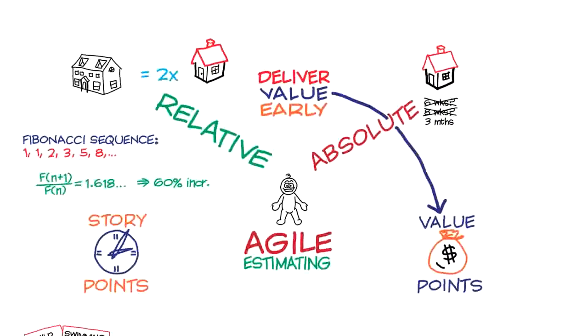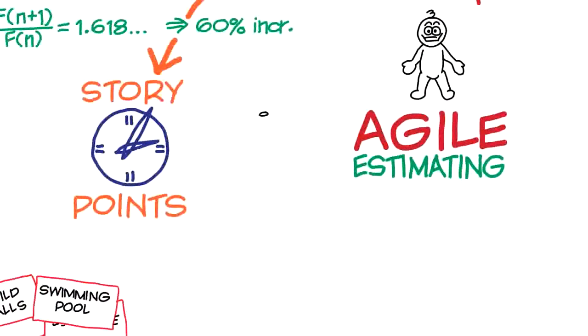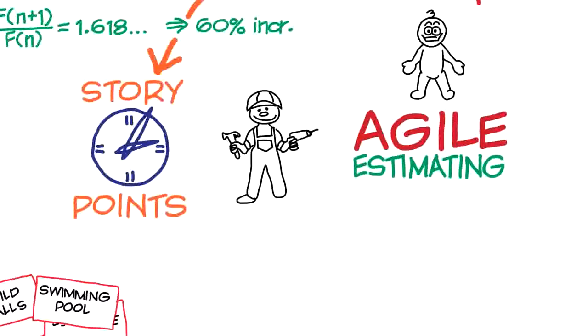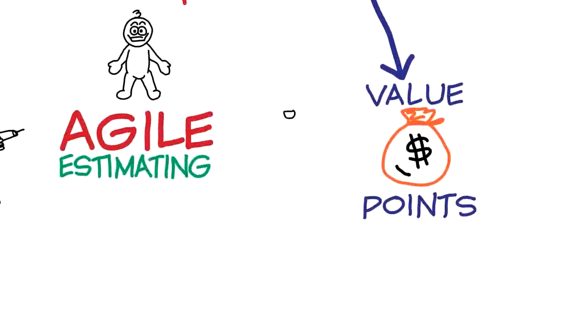And so it's important in our project to actually have some measure of value, as well as some measure of time, because it's the combination of value and time that allows us to decide how to deliver value early. There is a difference between value points and story points. Story points are always estimated by the people who are going to do the work. So in a software project, story points are only ever estimated by the developers. No one else gets a say.